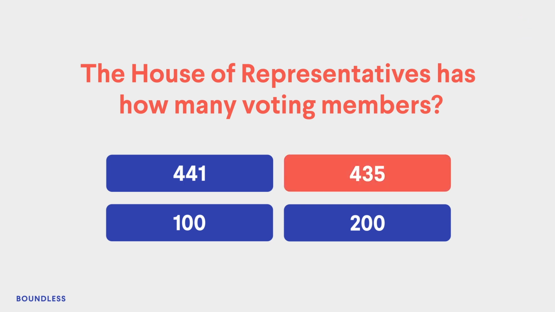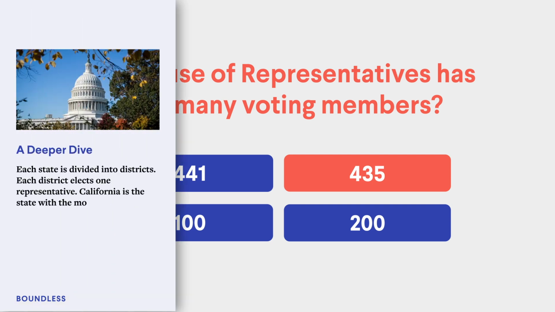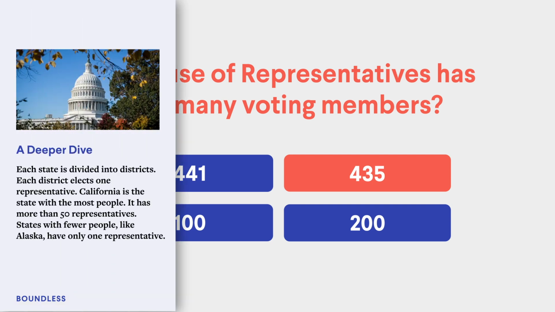Answer: 435. Each state is divided into districts. Each district elects 1 representative. California is the state with the most people. It has more than 50 representatives. States with fewer people, like Alaska, have only 1 representative.